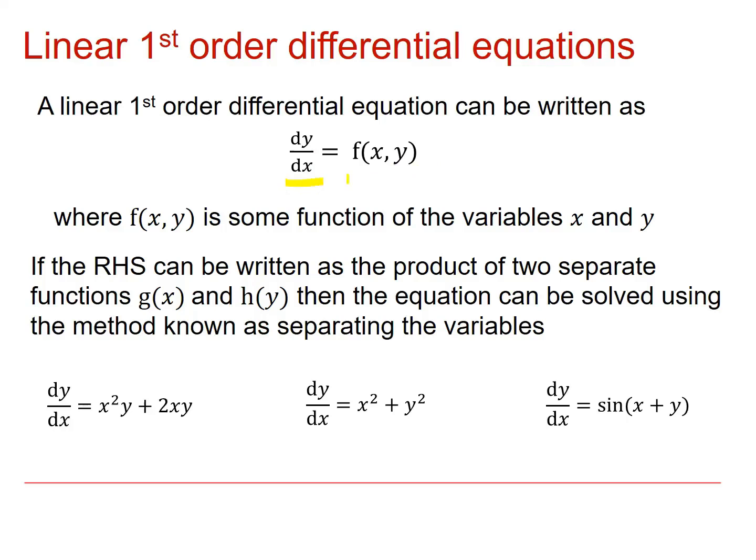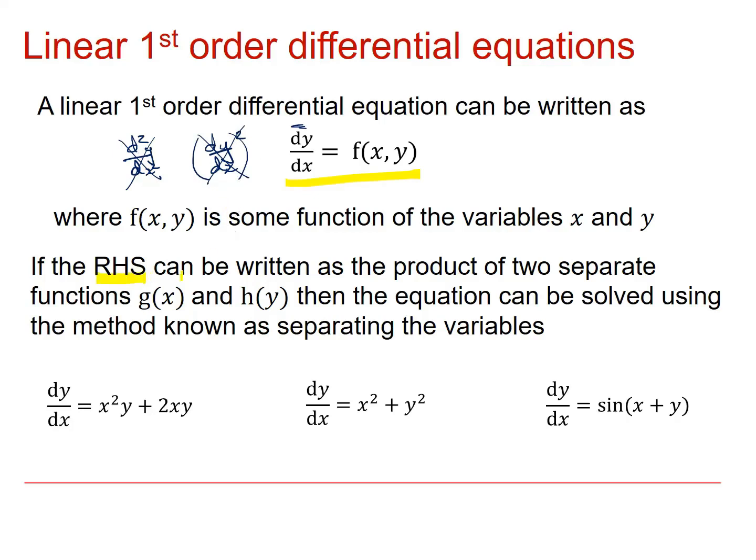If we look at this equation, it's first order because we've only got dy by dx. We haven't got the second derivative, for instance, or any higher derivatives, so we won't see those. And we haven't got a power of dy by dx, so you wouldn't see something like dy by dx squared, for instance. Differential equations including those would either not be first order or not be linear.